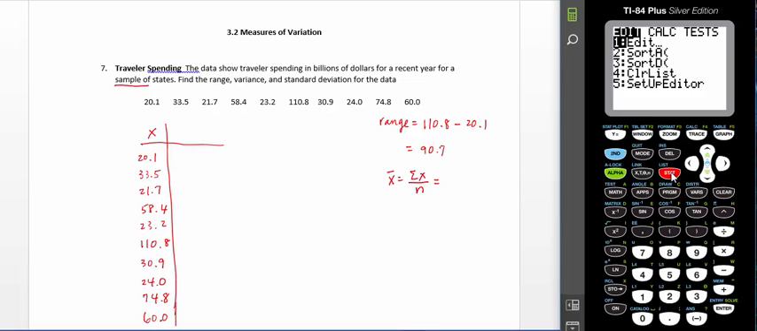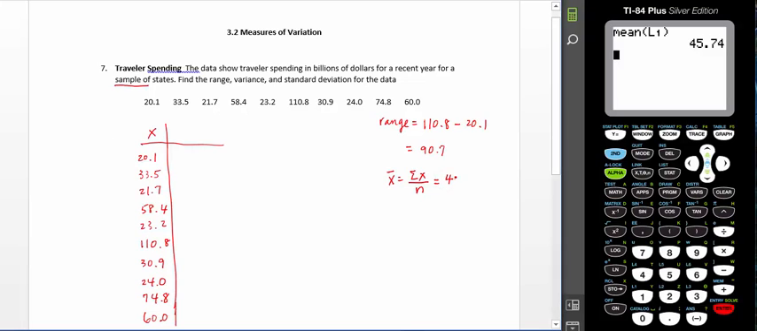Let's go straight to the calculator and find the mean. Second, stat, over to math. Number 3 would give us the mean. Since this is not a problem on mean itself, we can go straight to the calculator and pick up the mean as 45.74. If this question is testing you on the concept of mean, then you would show me the sum of L1, the sum of all these numbers, and then divide that by the total number. Let's see, how many do we have here? 2, 4, 6, 8, 10, divided by 10.